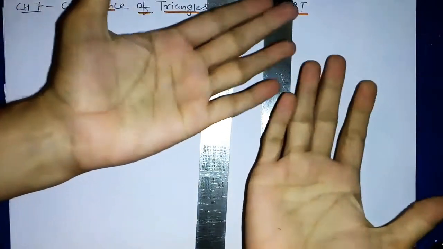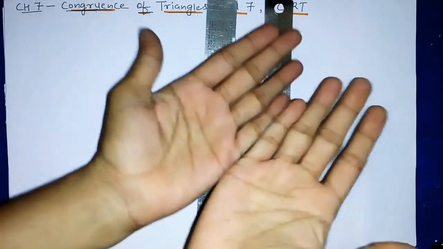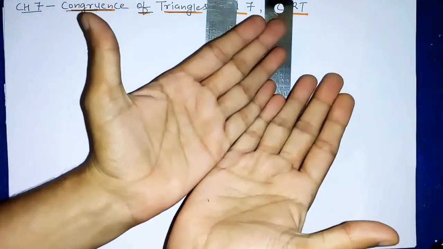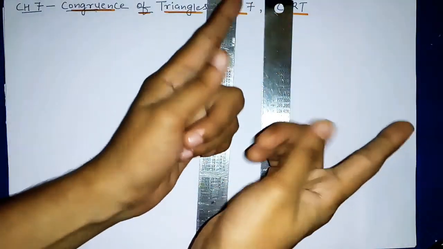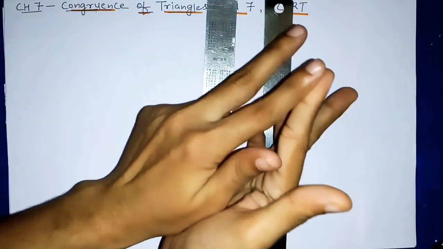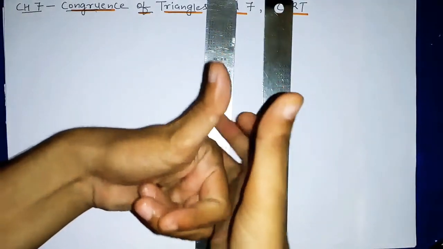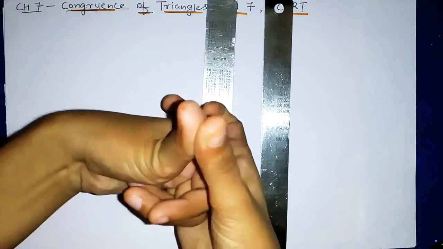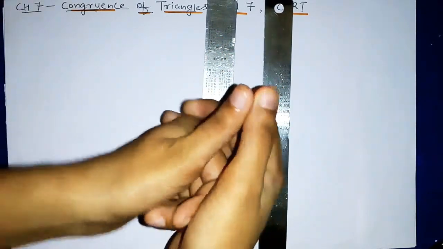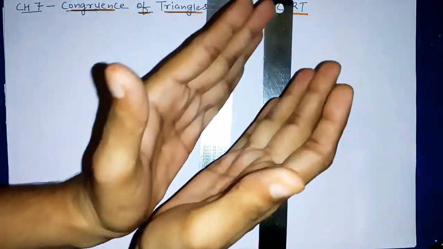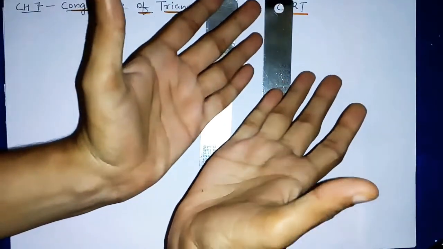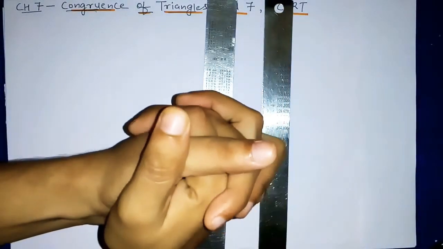For example, these two hands, my palms, are also congruent to each other. They are exactly equal. If you compare your first finger and your second finger, they are exactly the same. Similarly, this finger, and the thumb, exactly the same in shape and size. So what I mean to say is that these two hands of the same person are always congruent. Similarly, both your eyes are the same in shape and size, so they are also congruent.